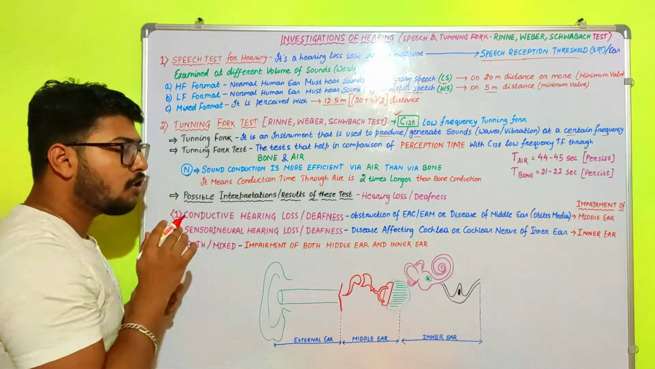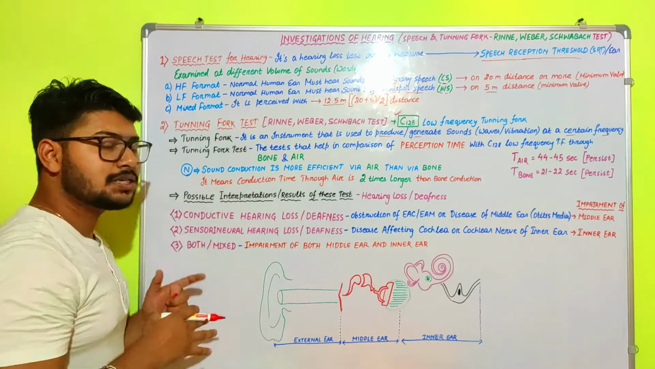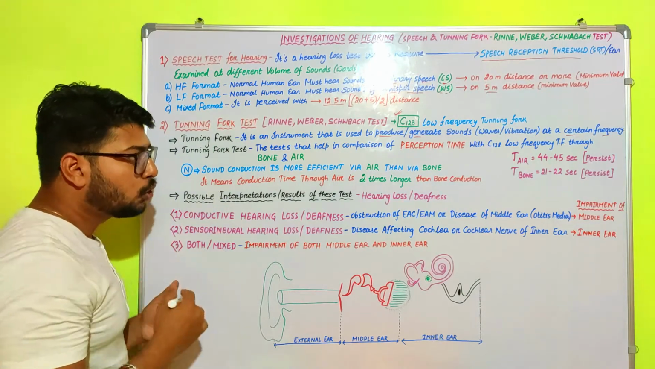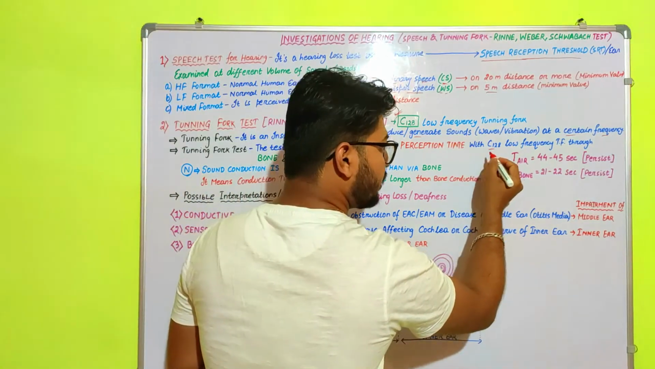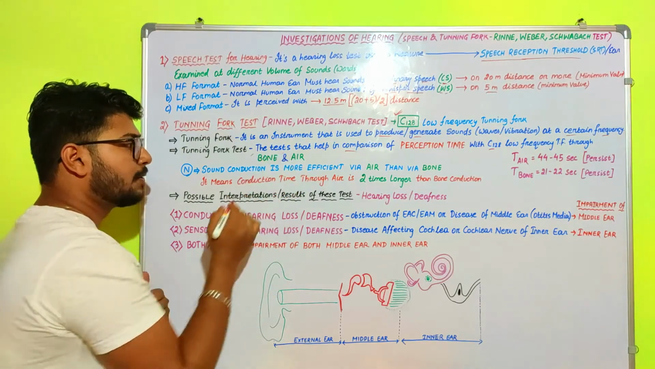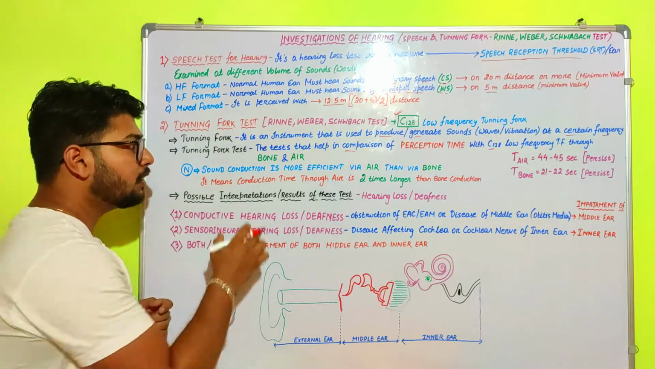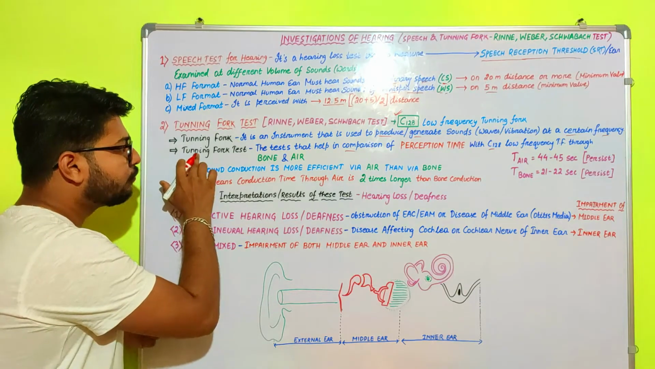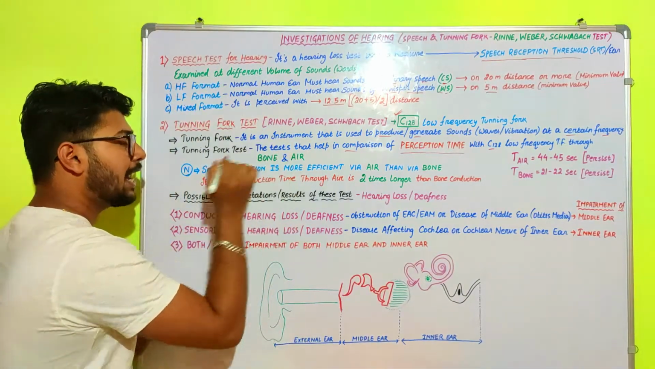Then, in the tuning fork test, what is the main reason why we choose this instrument? Because this instrument will help us to compare the perception time of the C128 low frequency through bone and air. It means that we are going to calculate the sound conduction time in bone and air through the tuning fork, and the tuning fork will help us to compare this perception time of bone and air.